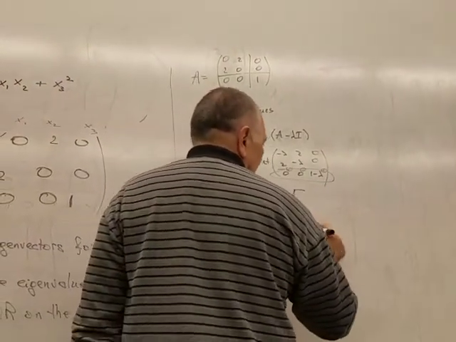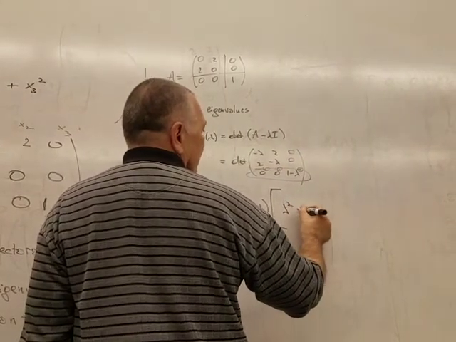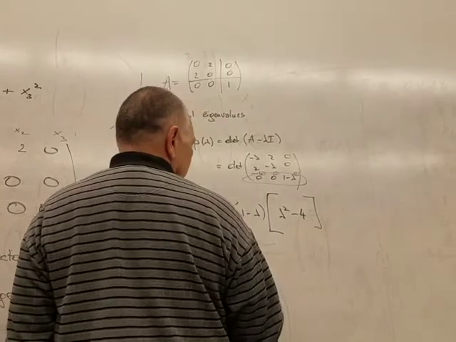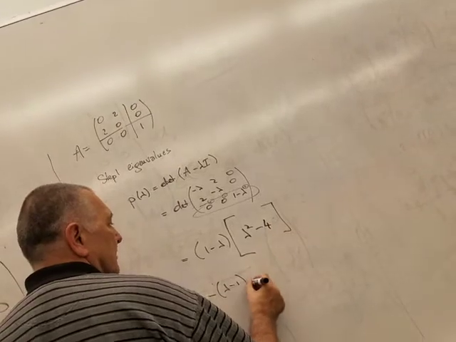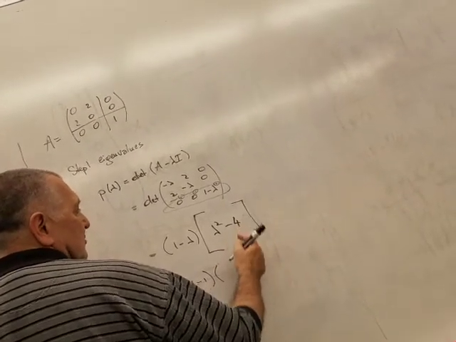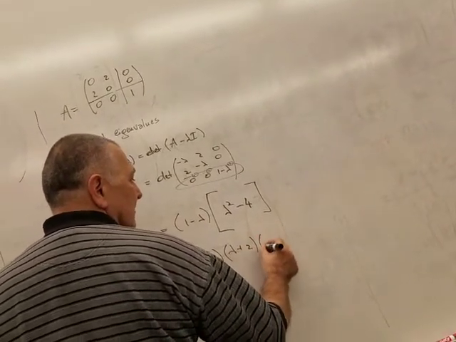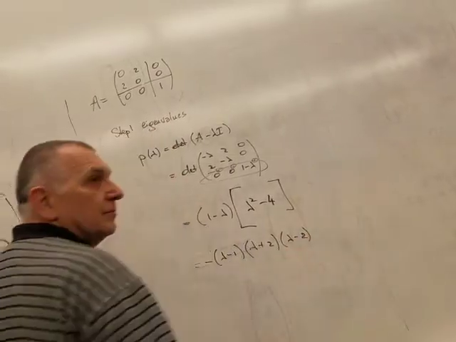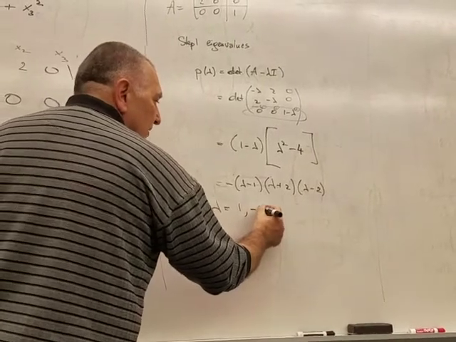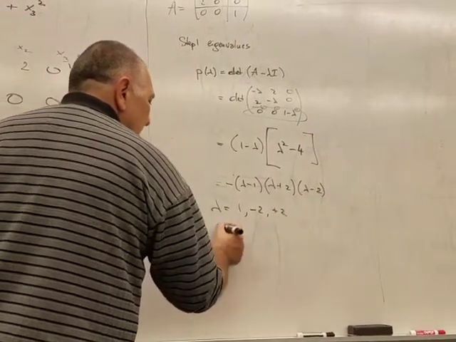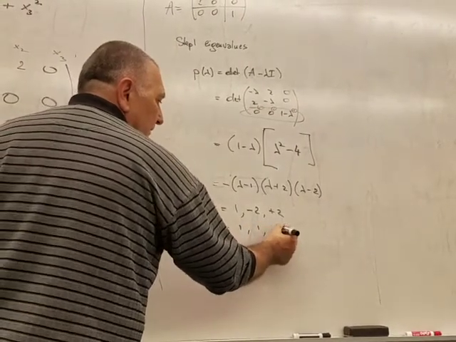So 1 minus lambda times the determinant of this matrix, that's lambda squared minus 4. And so we see, pull out the minus sign, minus lambda minus 1 times the square root of 4, which is plus or minus 2. So lambda plus 2 and lambda minus 2. The eigenvalues, therefore, are lambda equal to 1, minus 2, and plus 2, and the multiplicities going with that are 1, 1, and 1.